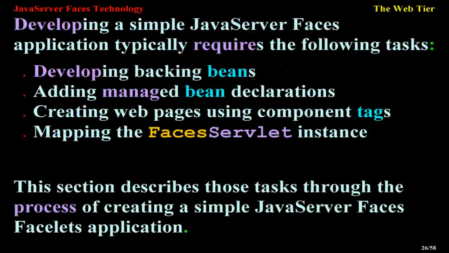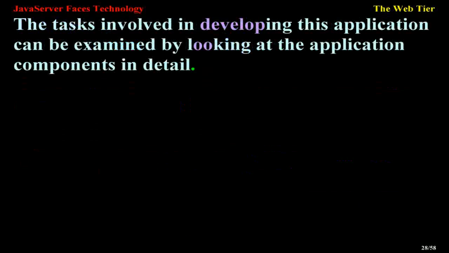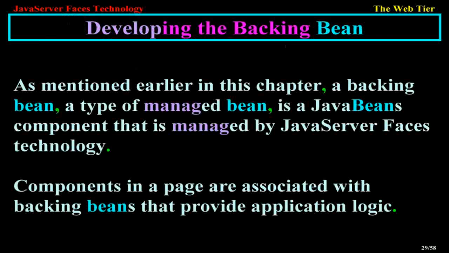This section describes those tasks through the process of creating a simple JavaServer Faces Facelets application. The example is a Hello application that includes a backing bean and a web page. When accessed by a client, the web page prints out a Hello World message. The example application is located in the directory tut-install/examples/web/hello. The tasks involved in developing this application can be examined by looking at the application components in detail. Developing the backing bean.